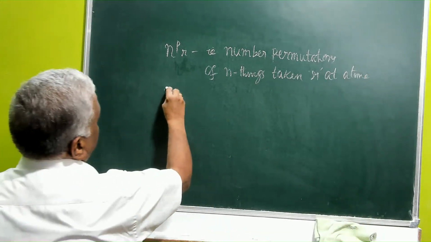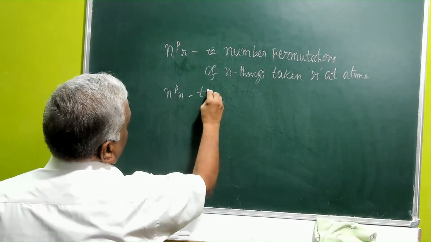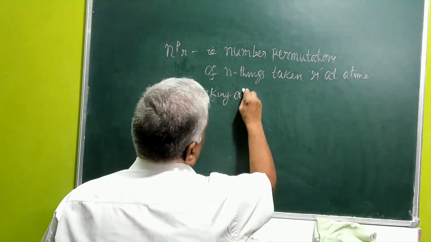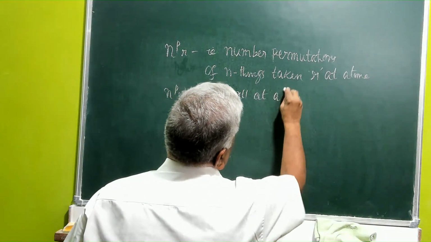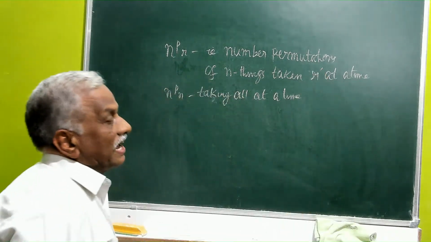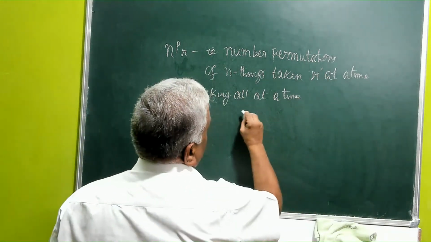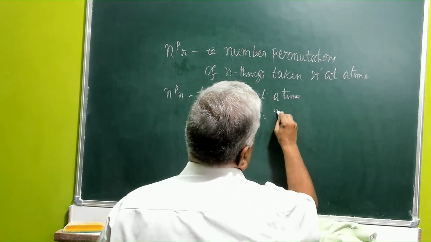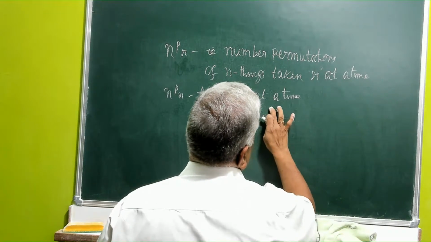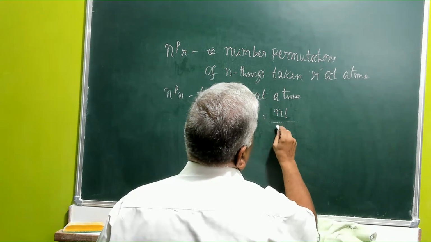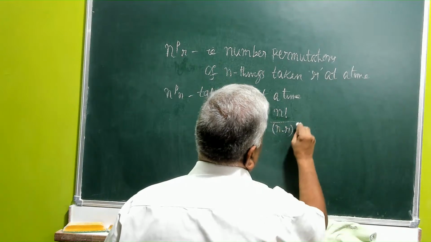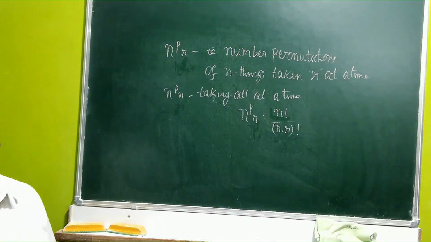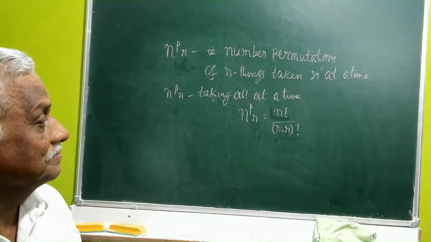Instead of that, if I write nPn, it is taking all at a time. Where is the formula for that? nPr is equal to factorial n by factorial n minus r. This is the formula. I'm just helping you to recall the formulas. We'll not be deriving it.